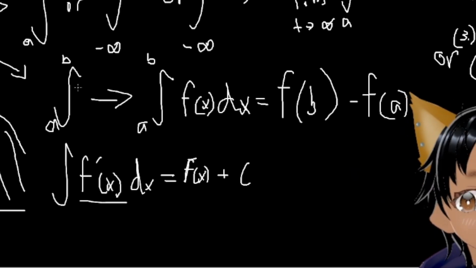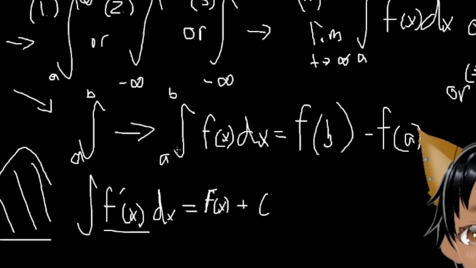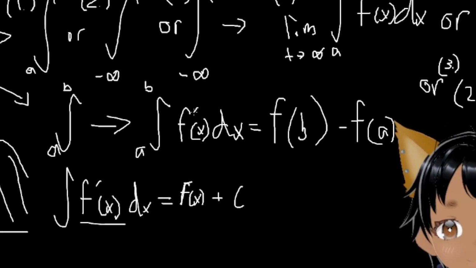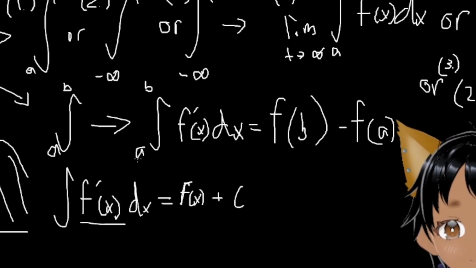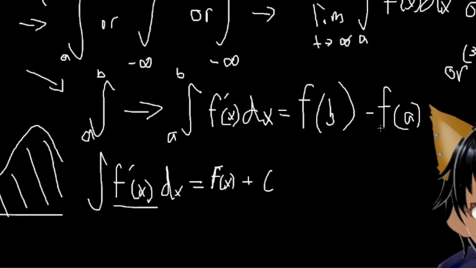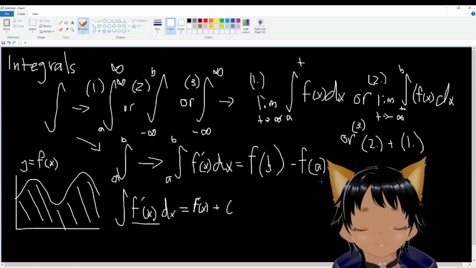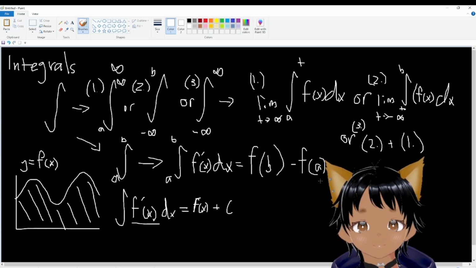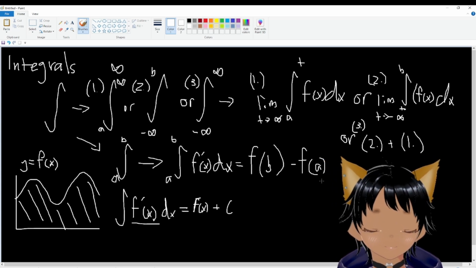For definite, it's pretty easy, where the integral between a and b is really just the antiderivative F of b minus F of a. So just find the antiderivative and then subtract b minus a, and you're pretty good with that.